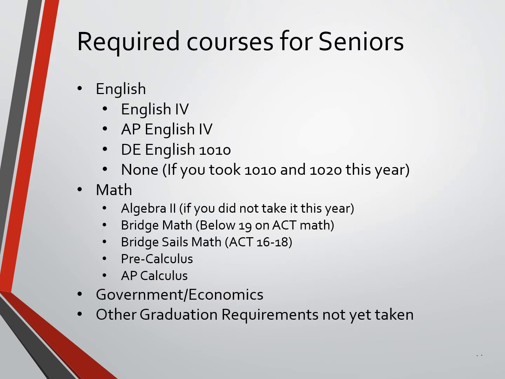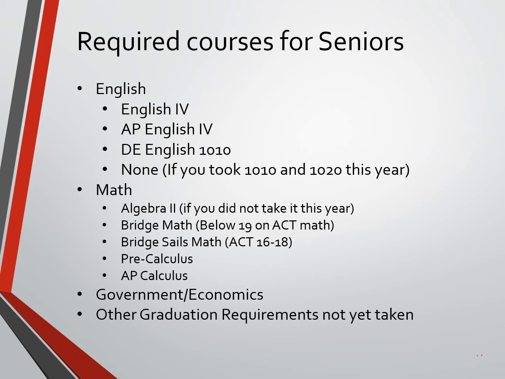Most seniors need to take English, math, government, and econ, but there are several exceptions. For English, you can take English 4, AP English 4, or you can dual enroll for English. If you choose to dual enroll, you will need to score a 19 in English and 18 in reading on your ACT and complete the dual enrollment process. Those instructions are on the homepage of the website with the registration videos.